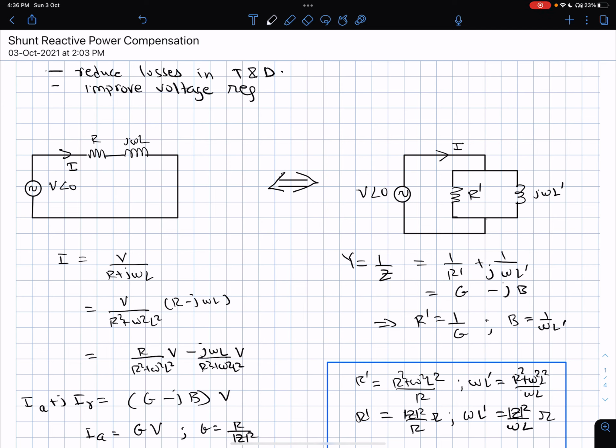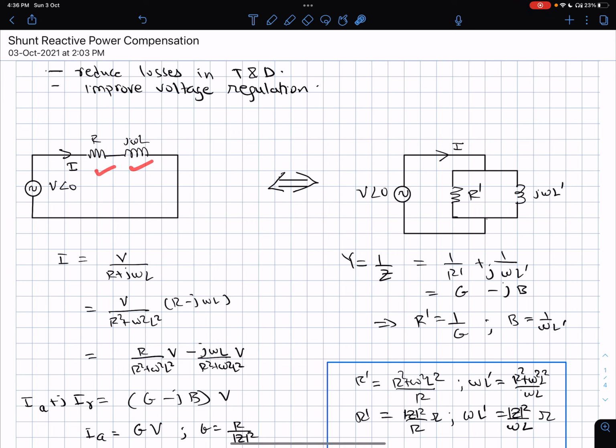So in today's lecture, I'll focus on the first part more, which is the reduction in the transmission losses in the transmission and distribution system. And qualitatively, I will explain to you the other part. All right, so let us think of a simple system like this.